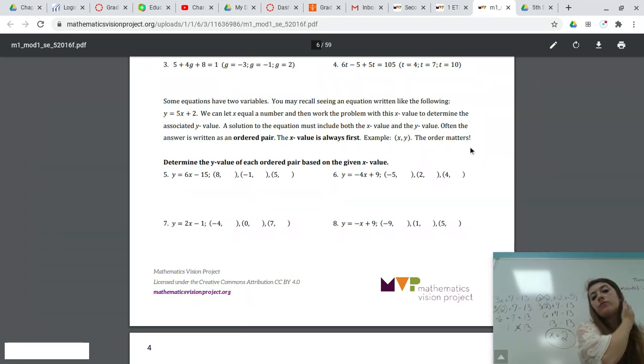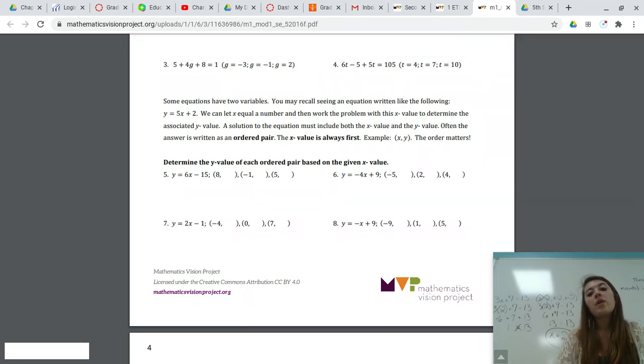So you've dealt with coordinate planes before. You know that order matters. X always comes first. X, remember, is our horizontal axis. Y is our vertical axis. We have to know the proper order. X always comes first. So what you see down here is we have these different equations, and we have the x values given to us for 3 different ordered pairs. What we have to do is find out what those 3 y values will be, based on what the equation is. So I'm going to do number 5 with you guys.